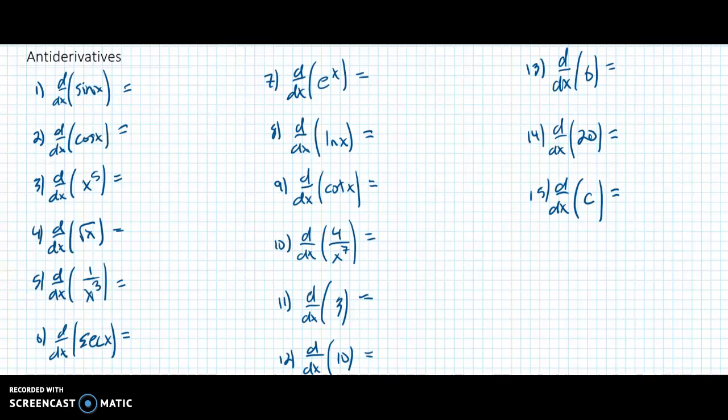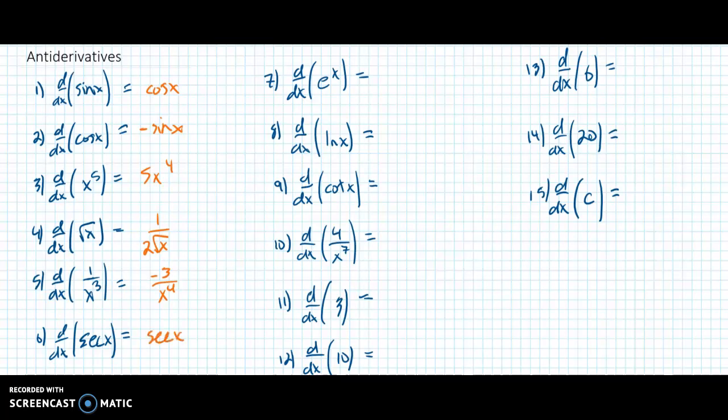I'll write them, it's easier. First one is cosine x. Next one is negative sine x. Next one is 5x to the fourth. Next one is 1 over 2 root x. You might have to rewrite that one. Next one is negative 3 over x to the fourth. That's another one that you might have to rewrite as a negative exponent first.